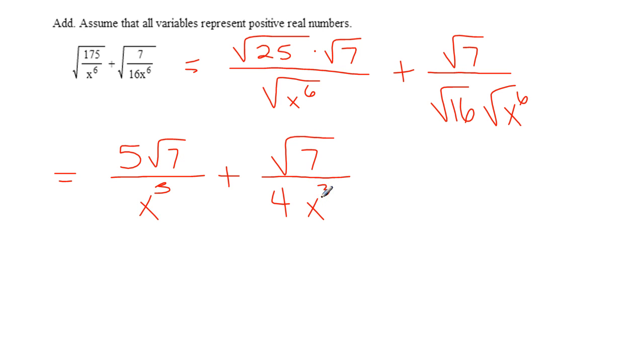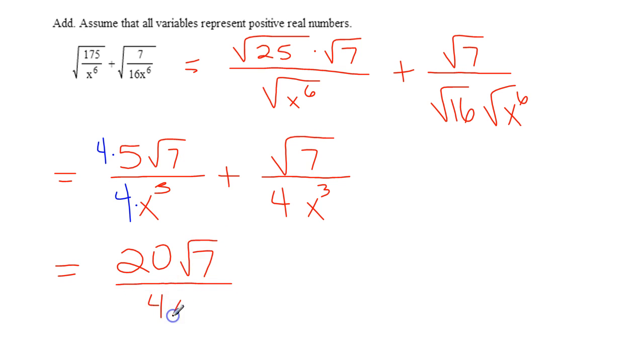Alright, now we're adding fractions. You cannot add fractions without a common denominator. So that to get a common denominator, we need a 4x cubed. We only have 1 x cubed here, so I need to multiply by 4. Whatever I do to the bottom, I have to do to the top to keep everything equal. So 4 times 5 is 20, or sorry, 20 square root of 7. And then in the bottom I got a 4x cubed.